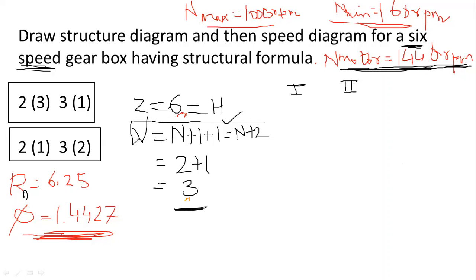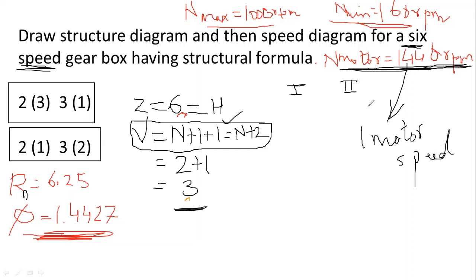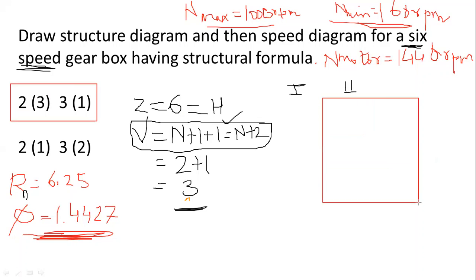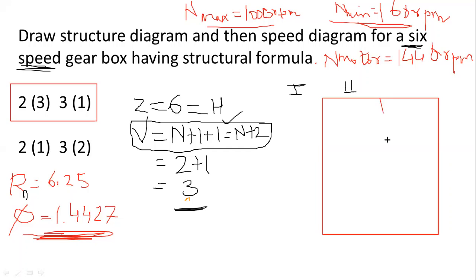But remember, for structure diagram, vertical lines are n plus 1. But for speed diagram, the vertical lines have to be n plus 2, where that one extra line is the vertical line of the motor speed that you have to draw. So let me first draw the structure diagram the way I had drawn, and then I'll show you how it is different from the speed diagram. I'm going to first take the structure diagram of 2 3 3 1. So first let me take n plus 1 vertical lines, which is 2 plus 1, which is 3. So let us start. Let me take first the 2 lines, and then in between this is my third line.